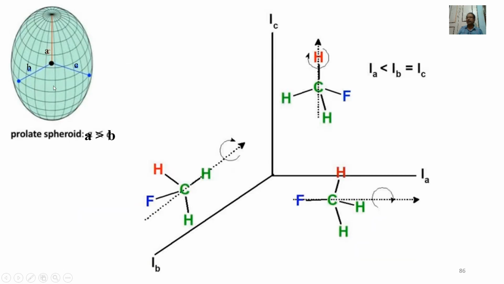And look over here, we have IA. A is larger than that of B and C. B and C are equal, whereas A is larger. And since A is larger, the moment of inertia here will be very large. So IA is greater than IB, which is equal to IC. The corresponding structure is given on the right hand side. So IA and IB are mutually perpendicular moments of inertia, which is shown here.